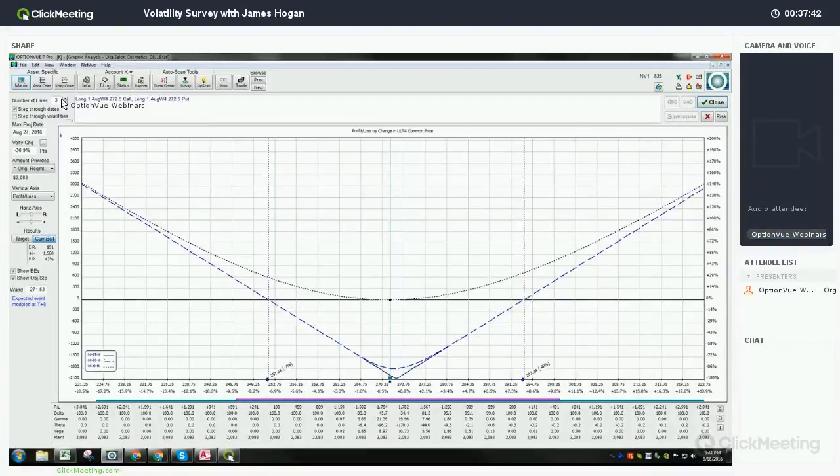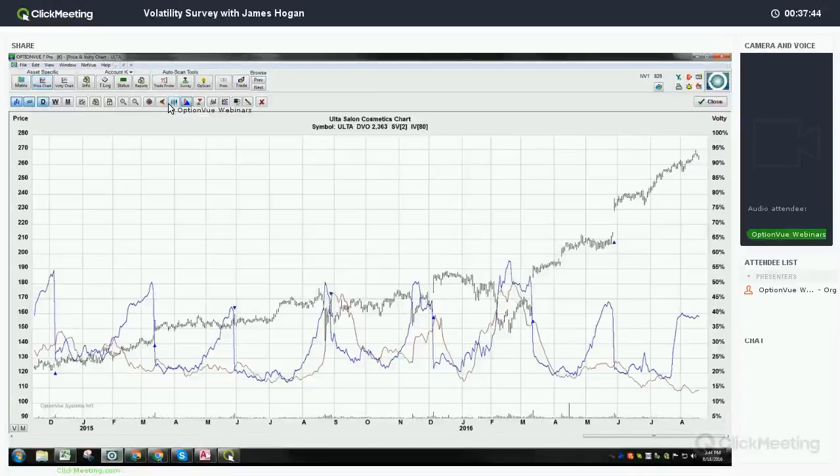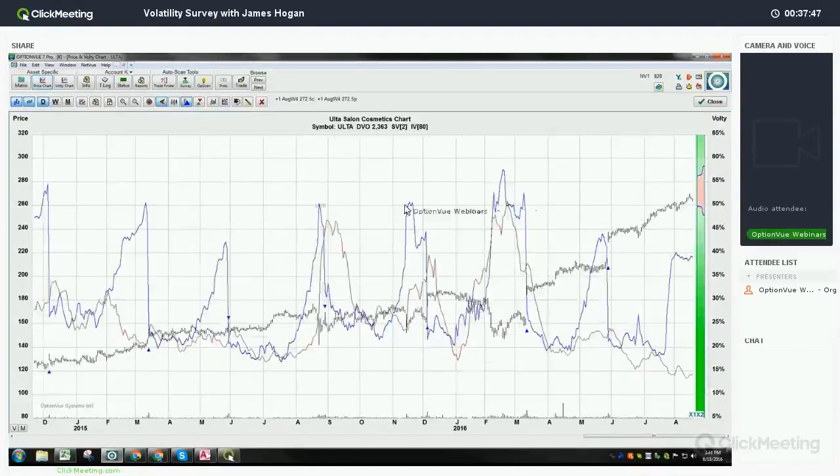The kind of cool thing too is you can always go to a price chart and see what that's going to look like. So if you were to put this on, you have to expect that Ulta is either going to jump pretty high, or it's going to drop below this, about this level right here.